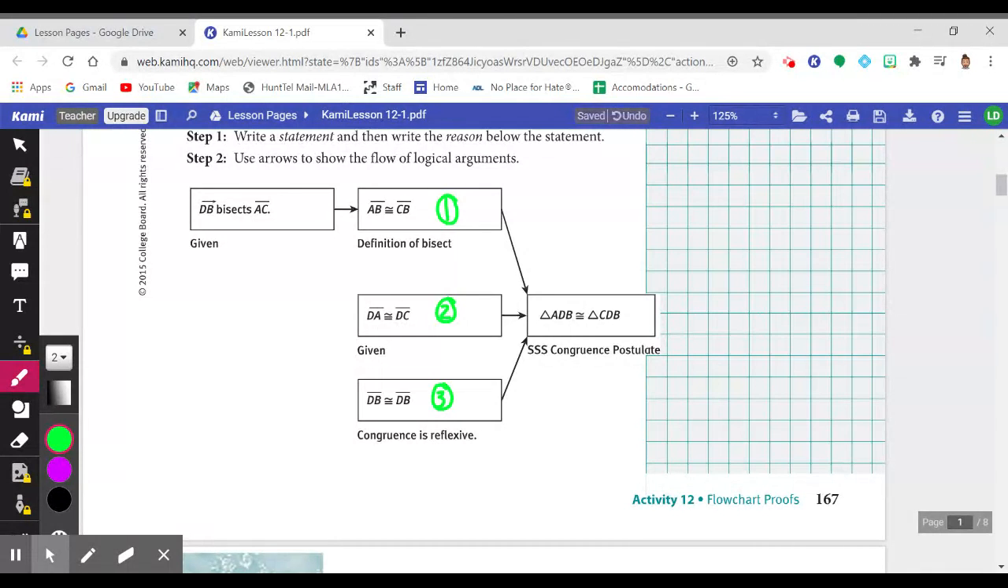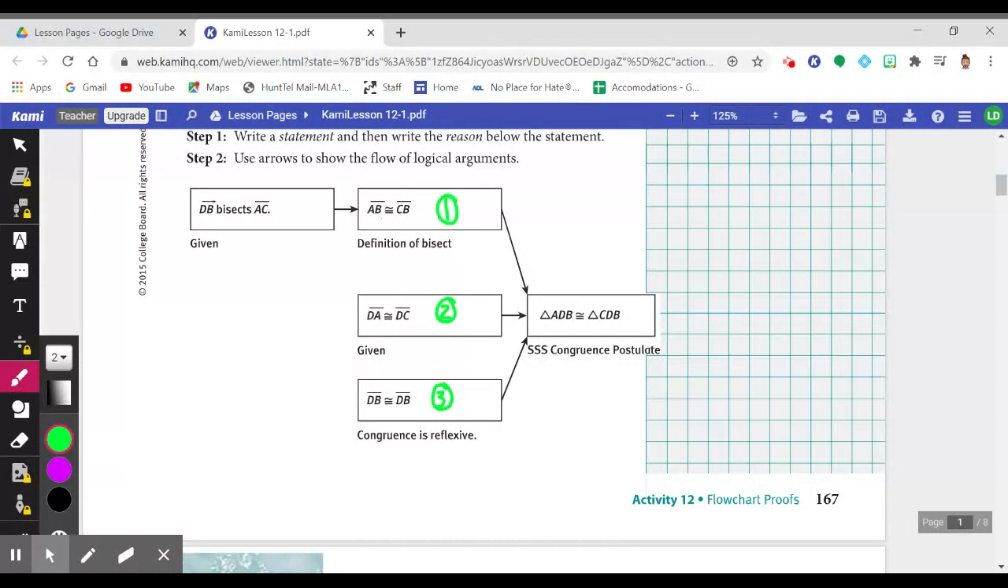You know, DA congruent to DC, that came from nowhere. We were given that. So obviously there's nothing before that because it was given to us. And then line segment DB is congruent to line segment DB. We saw that in the diagram. Nothing led us to that conclusion. But these 3 statements all lead to the side-side-side congruence postulate.